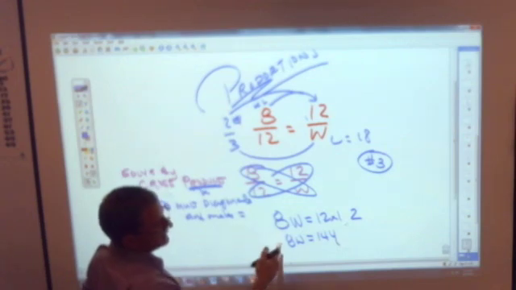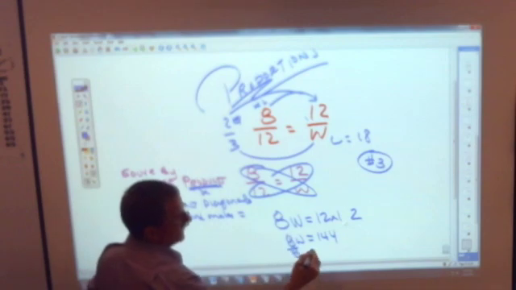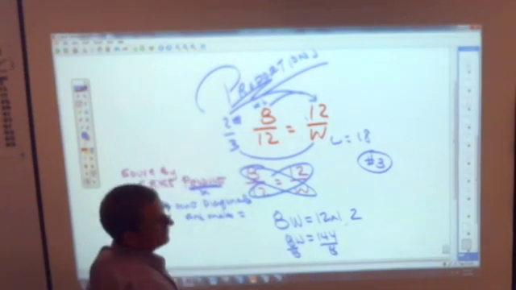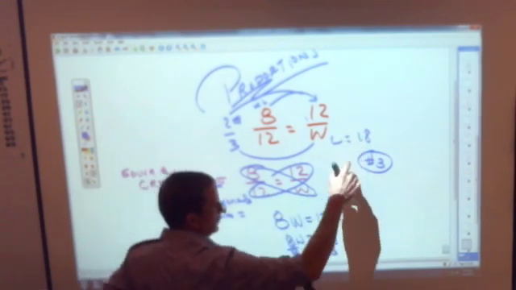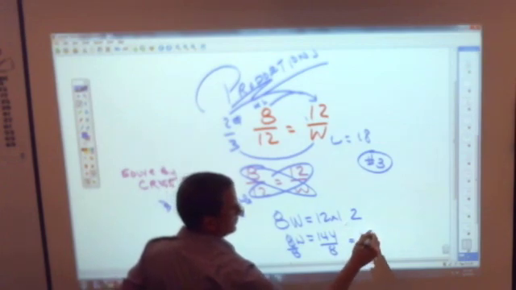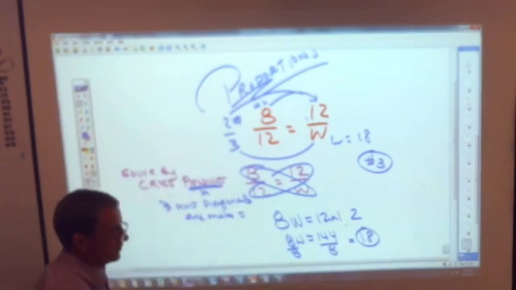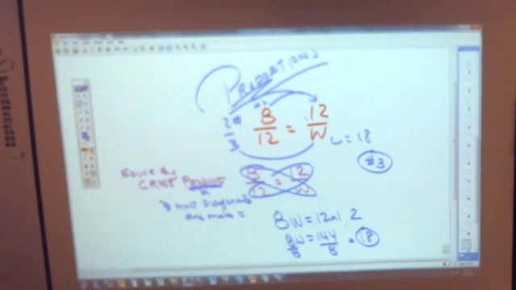How do I solve this equation? Somebody? 8 times W, what's the opposite of multiplication? You divide by 8, divide by 8. And if you divide 144 by 8, you are going to get 18. Take my word for it. Okay? So that's the deal there.